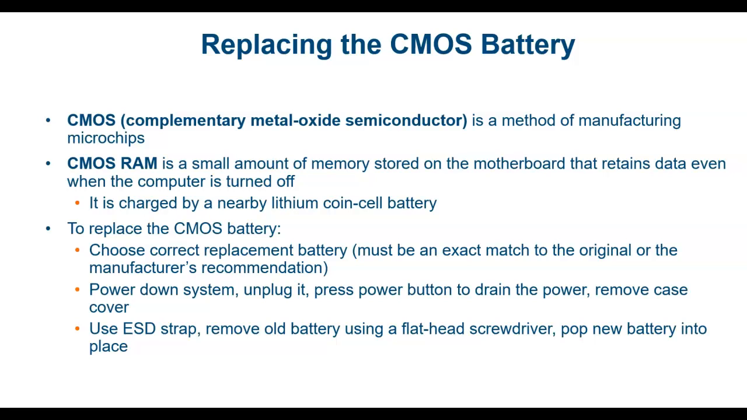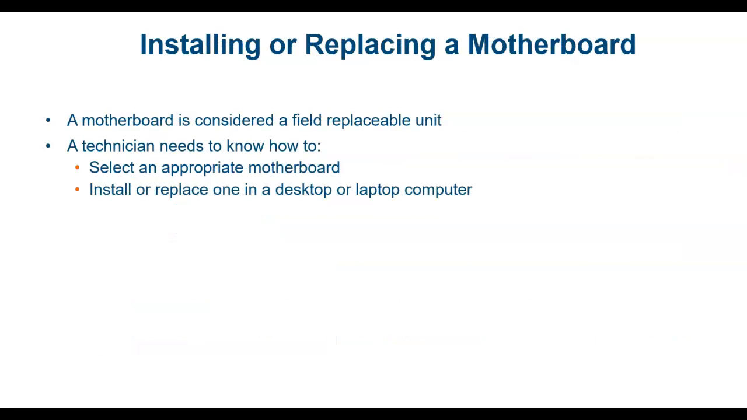To replace the CMOS battery, choose the correct replacement battery. Usually those are 2032 batteries. It must be an exact match to the original or the manufacturer's recommendation. Power down the system, unplug it, and press the power button to drain the power. Remove the case cover. Use, again, a wrist strap. Remove the old battery using a flathead screwdriver and pop a new one into place.